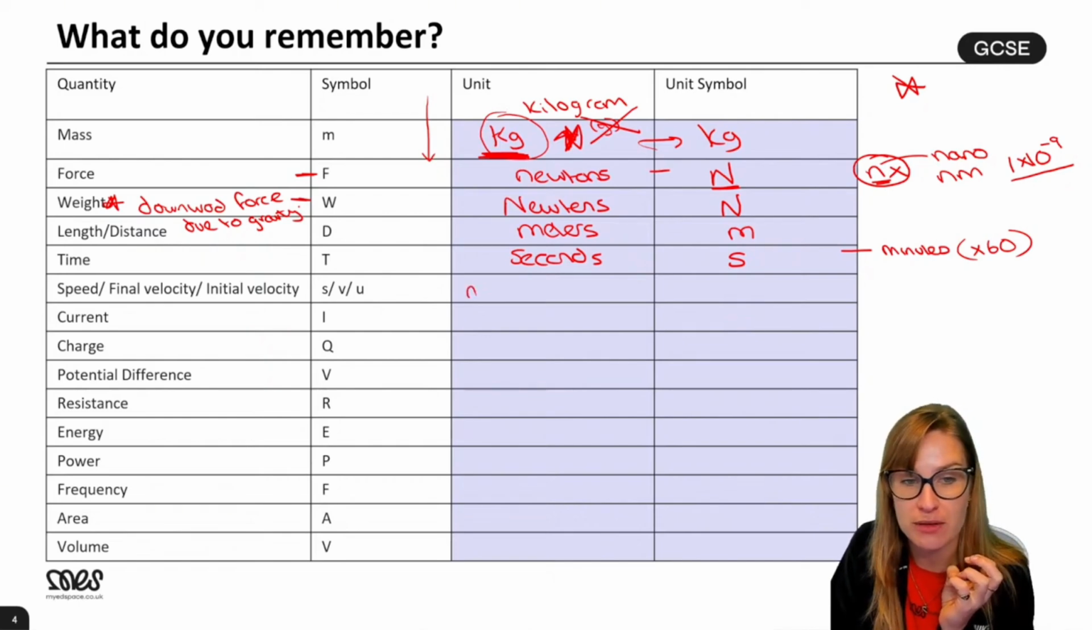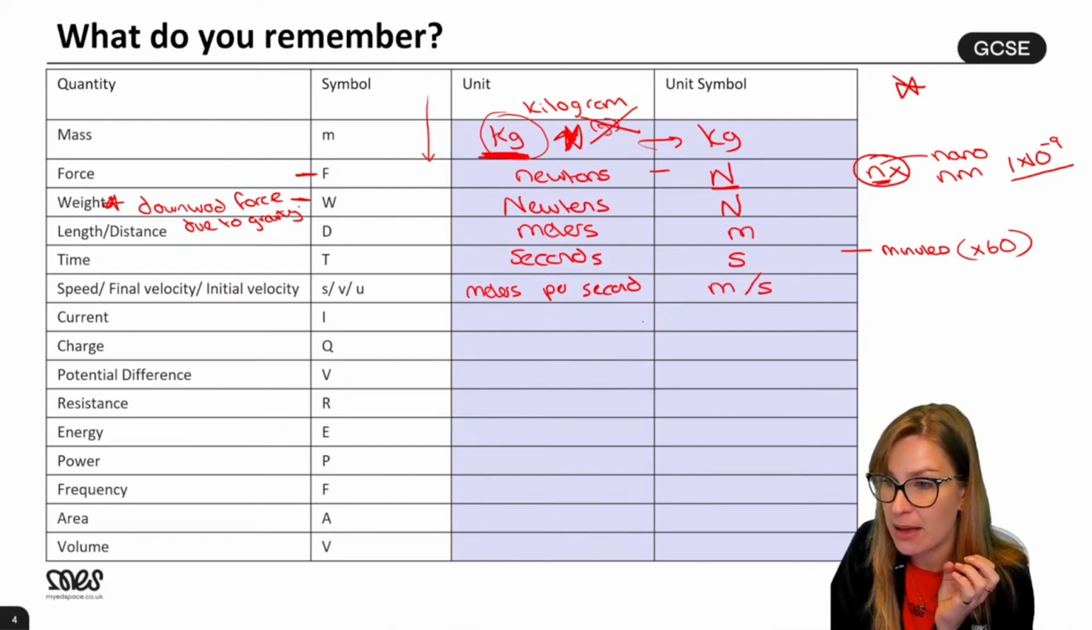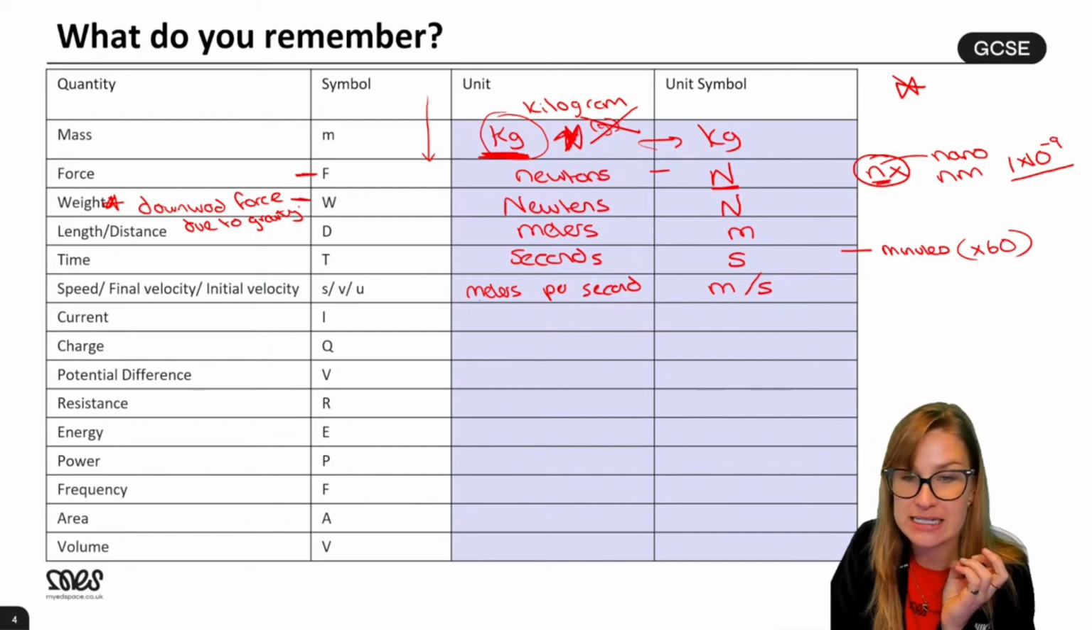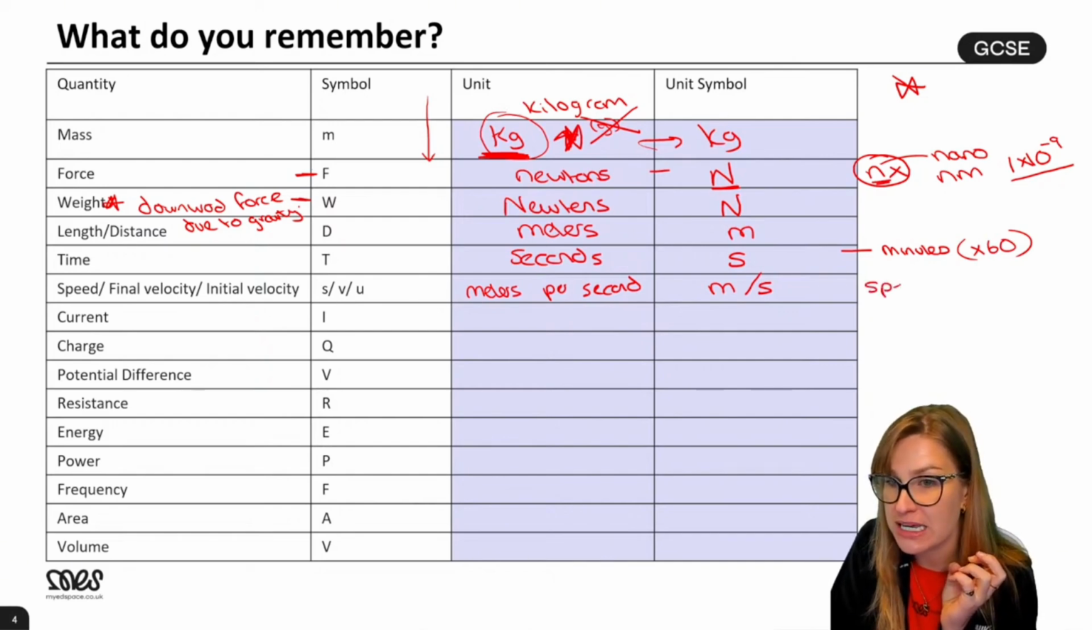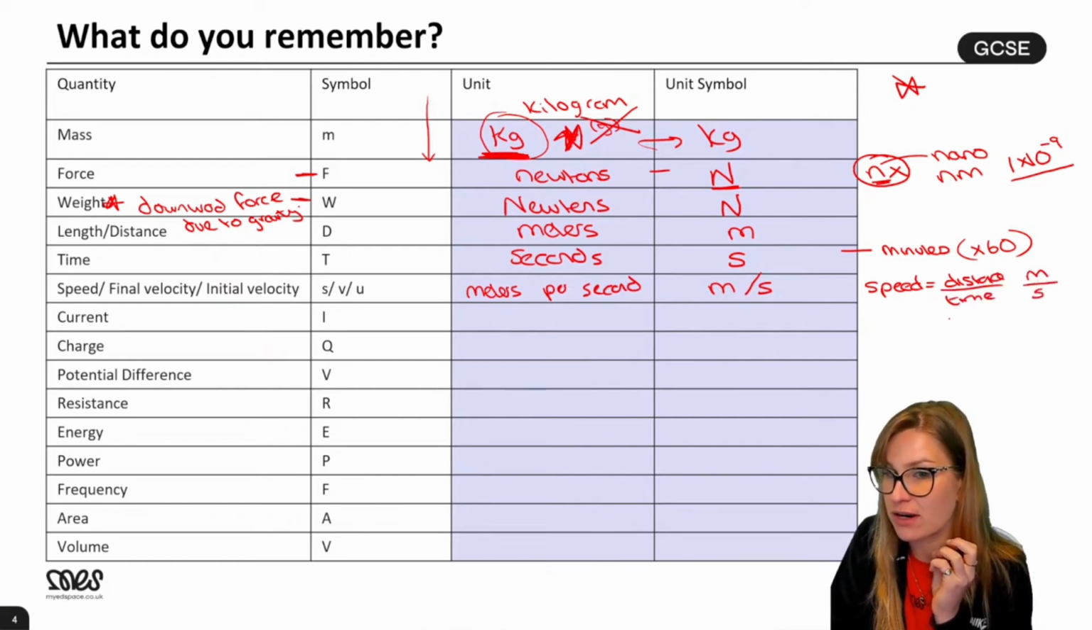Yeah, good job. Speed is going to be in meters per second. A meters divided by a second. The reason it's that is because remember the equation for speed: if we want to calculate someone's speed, we do the distance they travel divided by their time. Distance is measured in meters, time we said was measured in seconds. So that's why it's meters per second.